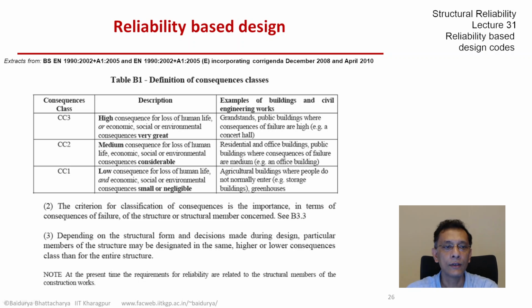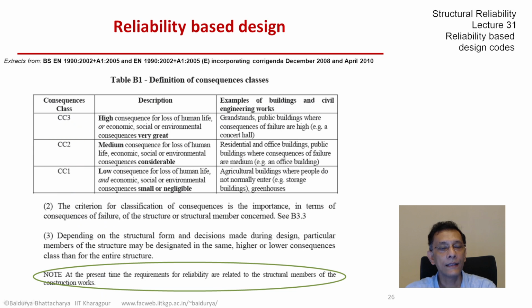So we have been told about limit states, we have been told about target reliabilities, and now these target reliabilities have to be tied to consequence classes. So 3 consequence classes have been defined early on, and the designer has to decide which class their structure comes under. And again, this note is actually very important.